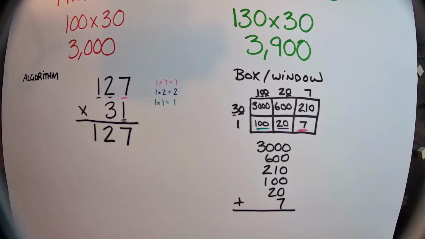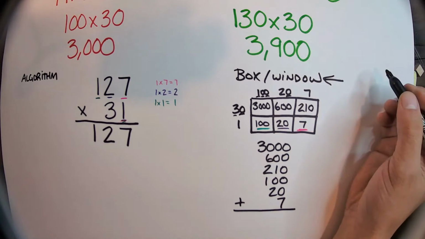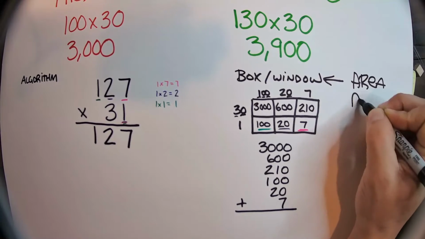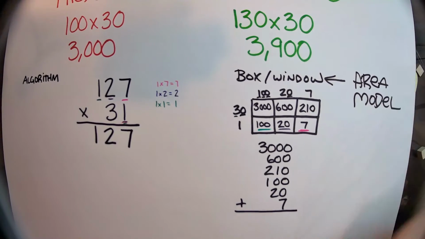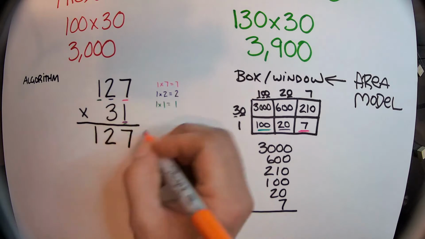Okay, so sorry. Couple things. First off, I was thinking about it. This box window is really called an area model, and that's the technical term. So y'all should probably know that. We should start calling it the area model. All right, so that's the first thing, and then the second thing that's really important is okay.